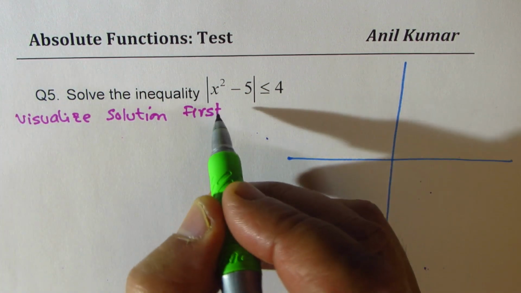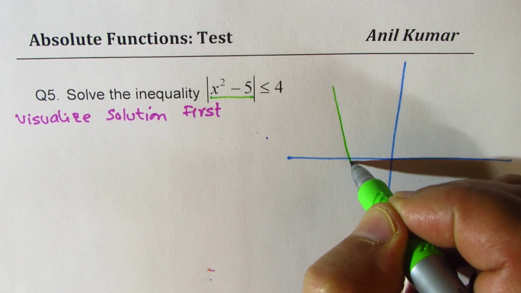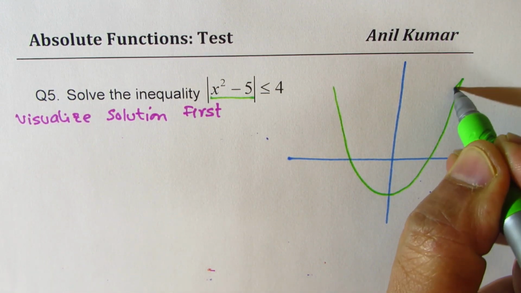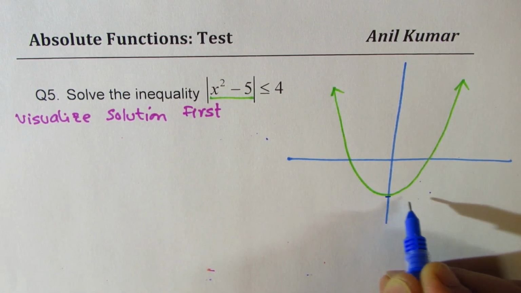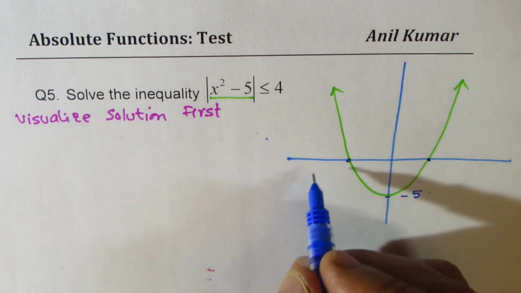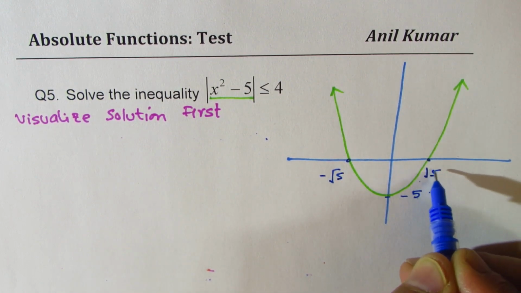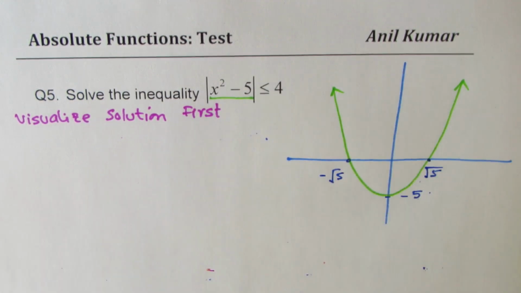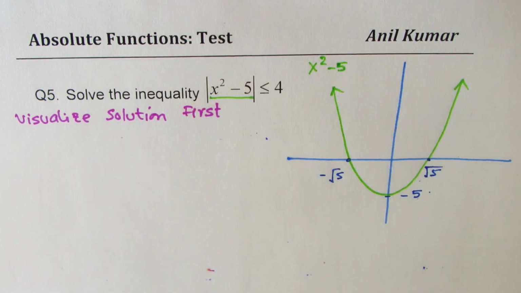What we are going to do here is work on this particular function, which is x squared minus 5. As you know, x squared minus 5 will be kind of like this, correct? Where this portion here, the vertex, is at minus 5, and these zeros will be at minus square root 5 and plus square root 5, correct? So this is the function x squared minus 5.